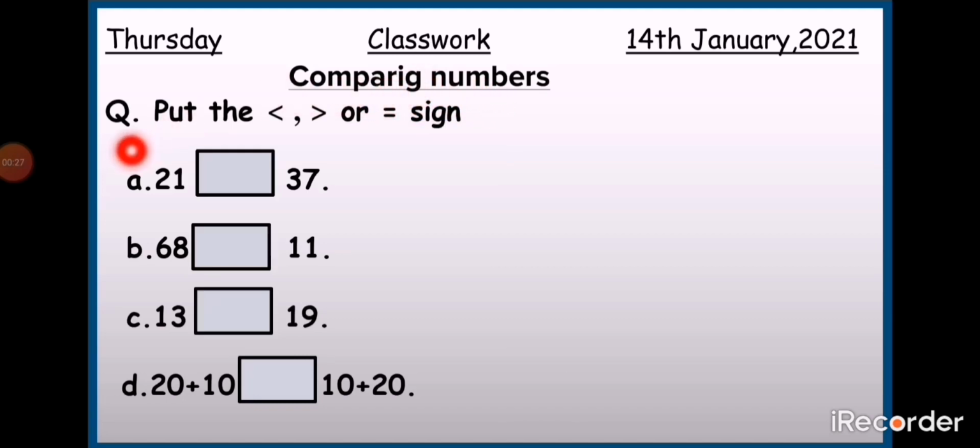Again leave a line and write your question. Put the smaller than, greater than or equal to sign. Now look at the A part. We will use these signs and put them here. 21 and 37. The first number is 21. The next number is 37. So we will compare 21 and 37. Which one is greater and which one is smaller?